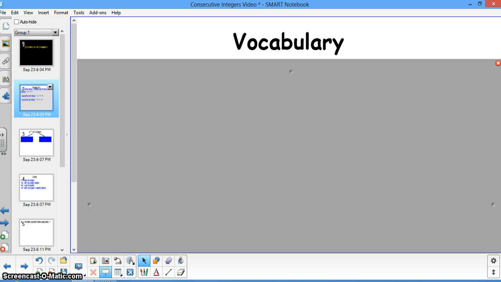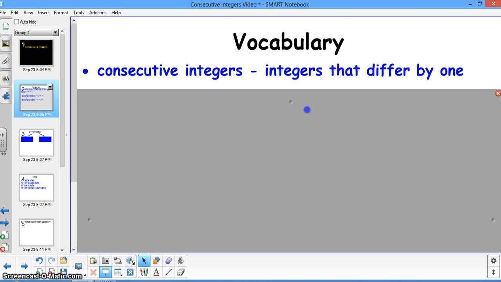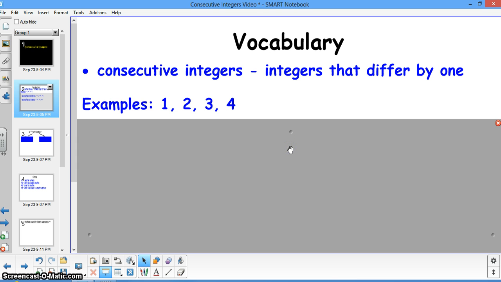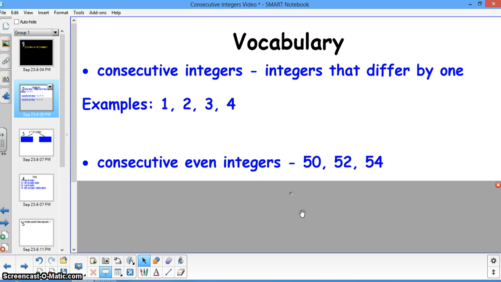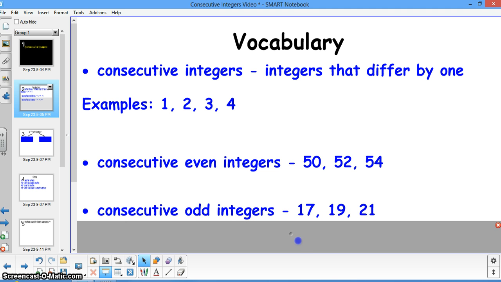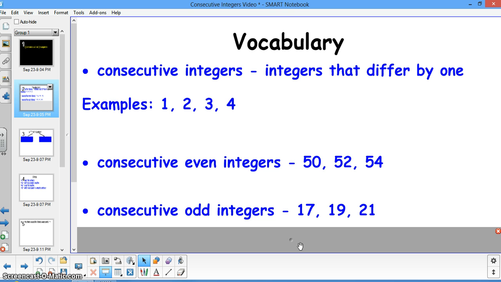So to be more specific, let's give the consecutive integer a vocabulary word. The vocabulary term for consecutive integer is integers that differ by 1. So an example would be 1, 2, 3, 4. They're consecutive, one after the other, and they differ by 1. Also with consecutive integers, sometimes you have consecutive even integers, meaning one after the other, but they're even numbers only. And if you have consecutive even integers, you also have consecutive odd integers. So for example, 17, 19, 21. They're consecutive, one after the other, but they're odd numbers.